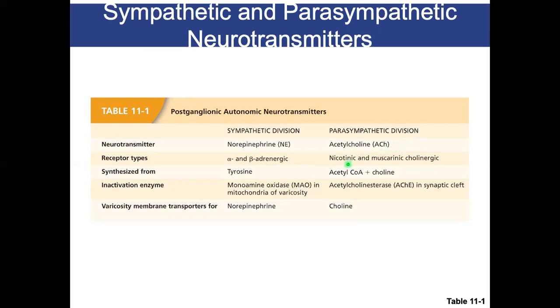Acetylcholine binds to both nicotinic and muscarinic cholinergic receptors. So here's a spelling for those. Nicotinic is named nicotinic because it binds nicotine. Muscarinic is named muscarinic because it binds muscarine, which is a toxin. Both of those are subcategories of cholinergic receptors.